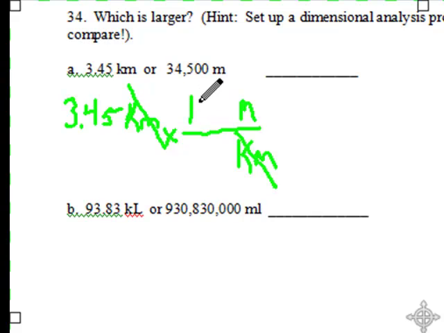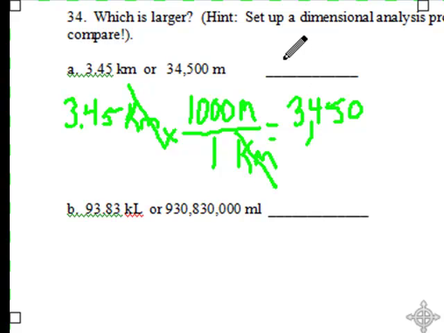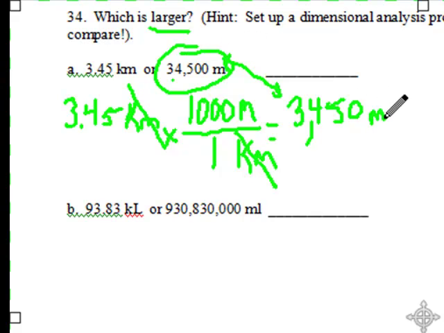I know, in fact, that there's 1,000 meters in 1 kilometer. So I put the correct number with the correct unit. The kilometers cancels out. 3.45 times 1,000. And that brings us to 3,450. So 3,450. And then I look at which one's larger. This one compared to this one is larger. Okay? We'll put the unit on there.